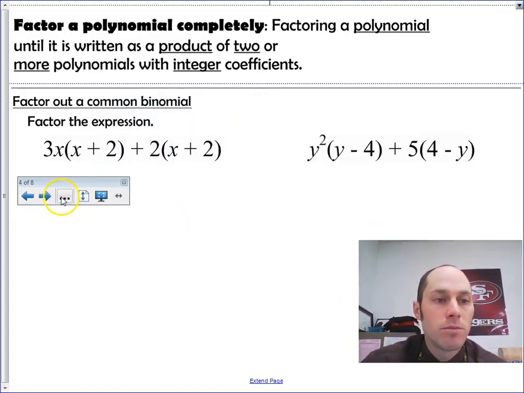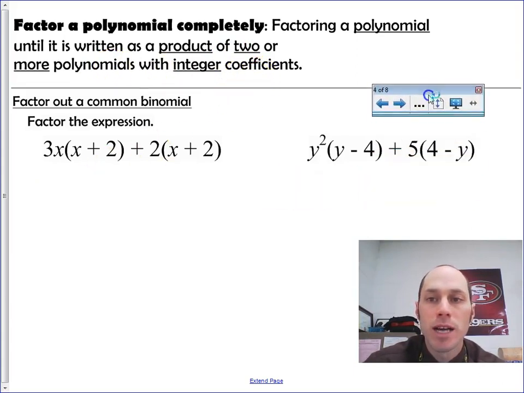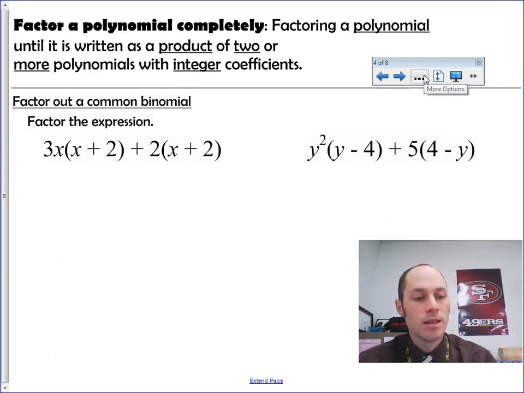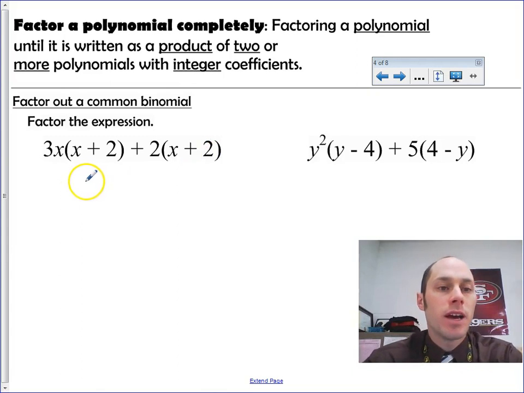Next, let's talk about how to factor completely. When we factor completely, we're talking about factoring a polynomial until it's a product of two or more polynomials with integer coefficients. So we're breaking it down as far as we possibly can. So if we're looking at this, these are the first steps in factoring it out.